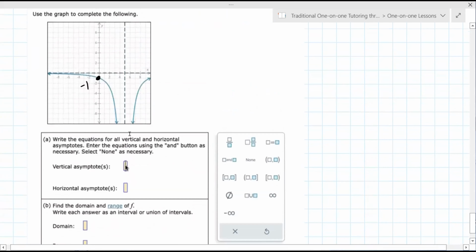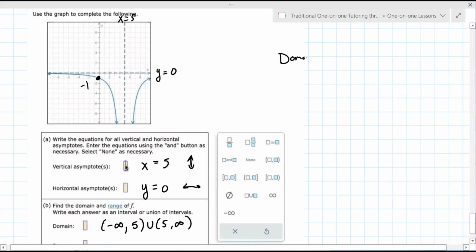The vertical asymptote is at x equals 5. It's the one that goes up and down like a column. The horizontal one is at y equals 0. That goes side to side. Now the domain and range are slightly different on this one. The domain is just like the previous one. Use that vertical asymptote as a break. So it goes from -infinity to 5, union 5 to infinity.